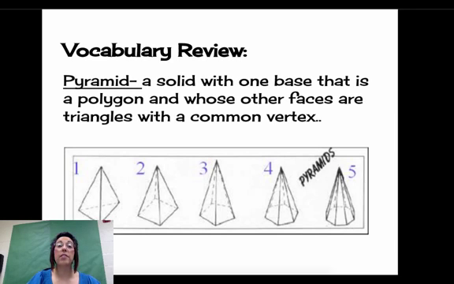Our next solid is a pyramid. A pyramid is a solid with one base that is a polygon and whose other faces are triangles with a common vertex. So you can see that we have several different types of pyramids pictured below.